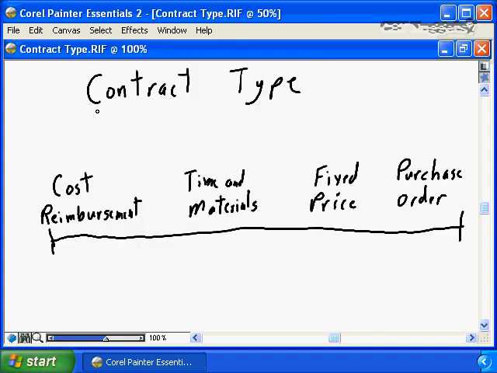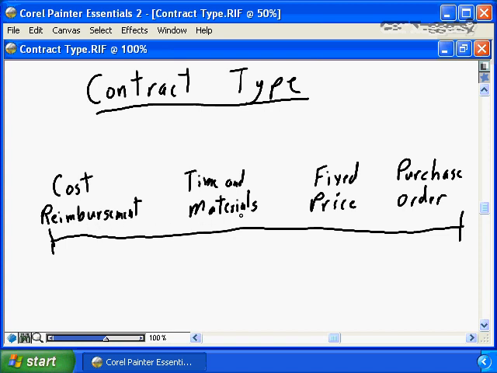The key component for procurement planning is to determine the appropriate contract type. Contract types can range from cost reimbursement through to time and materials, to fixed price, to purchase order. What do each of these contract types mean? Cost reimbursement consists of an agreement between the buyer and the seller where for every unit purchased, the buyer agrees to pay for all of the costs the seller incurs to provide that unit, plus an agreed upon percentage markup to cover profitability from the seller's viewpoint.